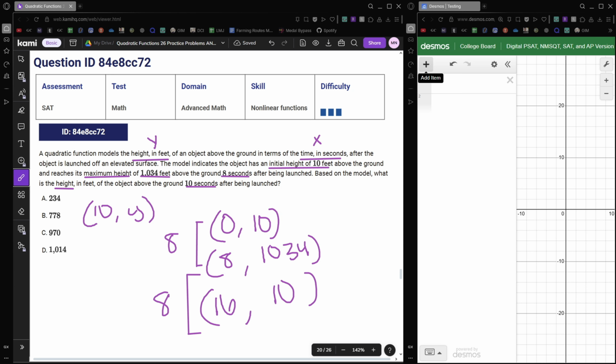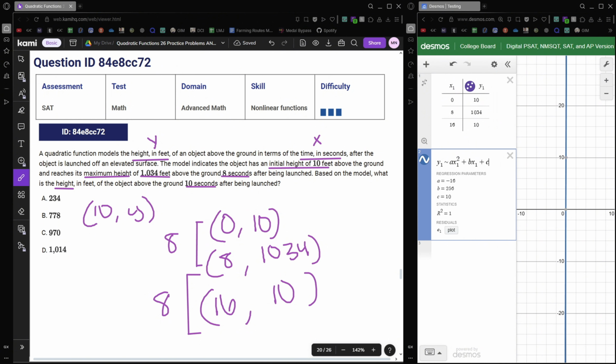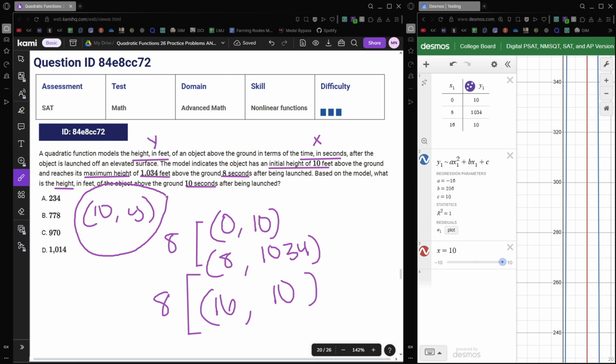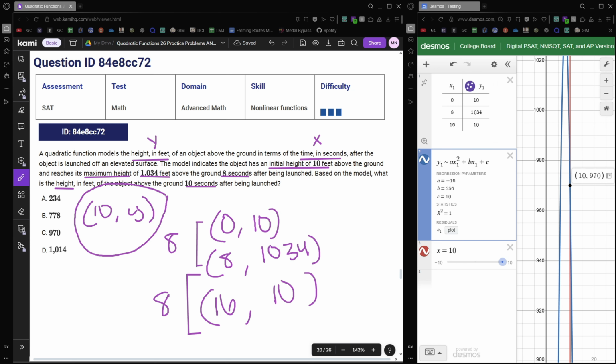First, you want to click this plus sign up here to insert a table. Then you want to type in our 3 points, (0, 10), (8, 1034), and (16, 10). Then the equation for quadratic regression is y1 ~ ax1^2 + bx1 + c. And finally, we're trying to solve for the y value when x is equal to 10. So we can just type in x equals 10, and then if we go ahead and scroll on our graph, eventually we'll get there. So here on the parabola, when x is equal to 10, the y value is 970. So that means our answer is 970, or C.